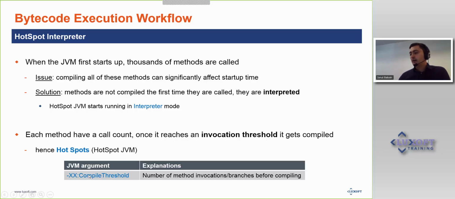We have a JVM argument in order to influence this invocation threshold, it's called compile threshold. It's mainly the number of invocations or branches before compiling a method. Once that method reaches this threshold, it gets compiled and it's switched into native code.